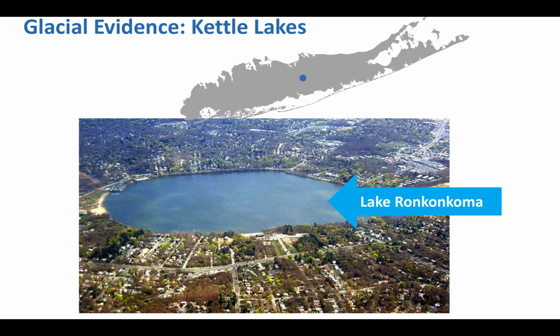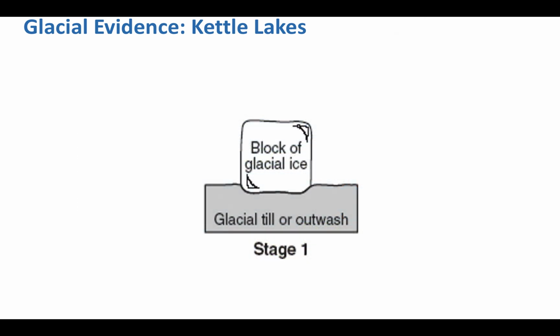Another piece of glacial evidence are lakes, specifically called kettle lakes. Where I'm from, Lake Ronkonkoma is a lake that is actually a kettle lake. If you remember the Ronkonkoma moraine, one of the piles of sediments left behind by the glacier that formed Long Island, Lake Ronkonkoma gets its name because it's on that moraine, and it's a lake that formed specifically because of the glacial ice. So what happens is, when a glacier leaves, chunks of ice can be left behind on the land.